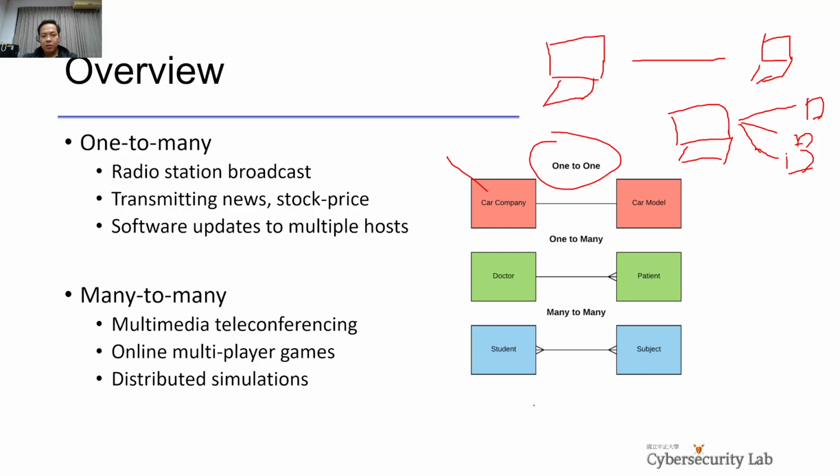But actually, in computer networks, we still have another model, though it is seldom used. It's called many to many, or multicast. Multicast is a special case of broadcast.